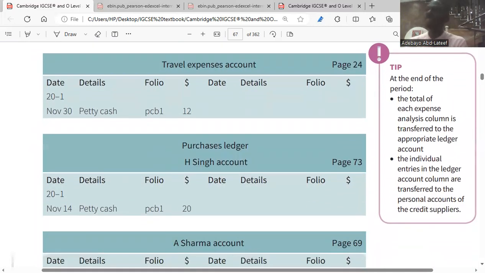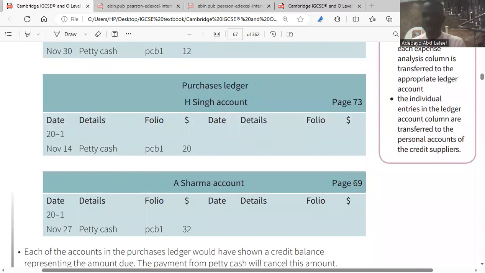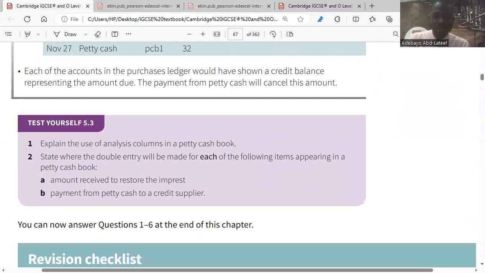Then we prepare the purchases ledger for H-Sign, because H-Sign is our credit supplier. We purchased from H-Sign. Yes or no? So H-Sign will receive $20 from us. So that is recorded in H-Sign's account, the purchases ledger. And also we purchase from Shama, who is also our credit supplier. We purchase from Shama, right? Shama would have received $32. And that is how we prepare our ledgers. Any question about it? Any question, please?